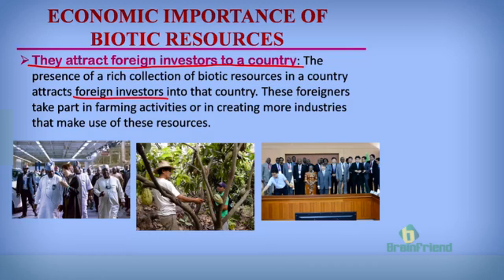These foreign investors take part in farming activities. They can also take part in creating industries that make use of these biotic resources, or they can help to train the people or the citizens of such a country that is blessed with a rich load of biotic resources. They will train them and help these citizens make better use of these resources. For example, we have a lot of foreign investors in Nigeria who are attracted to Nigeria because of the availability of a rich load of biotic resources.